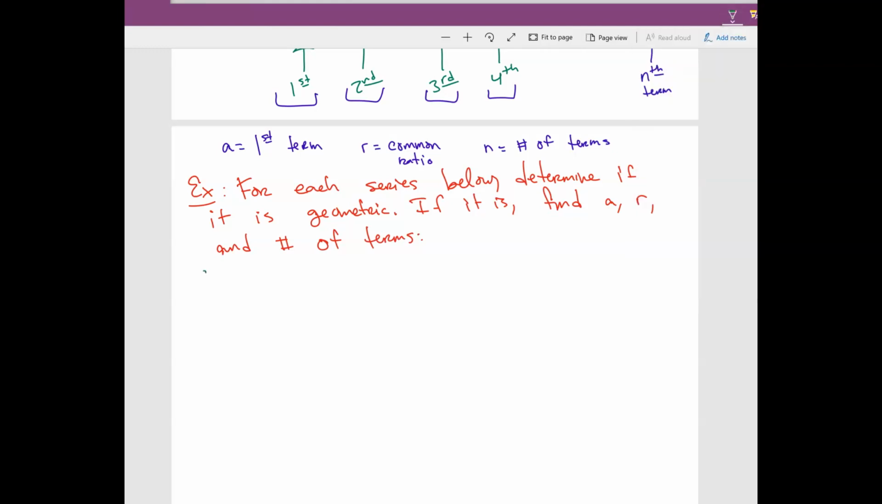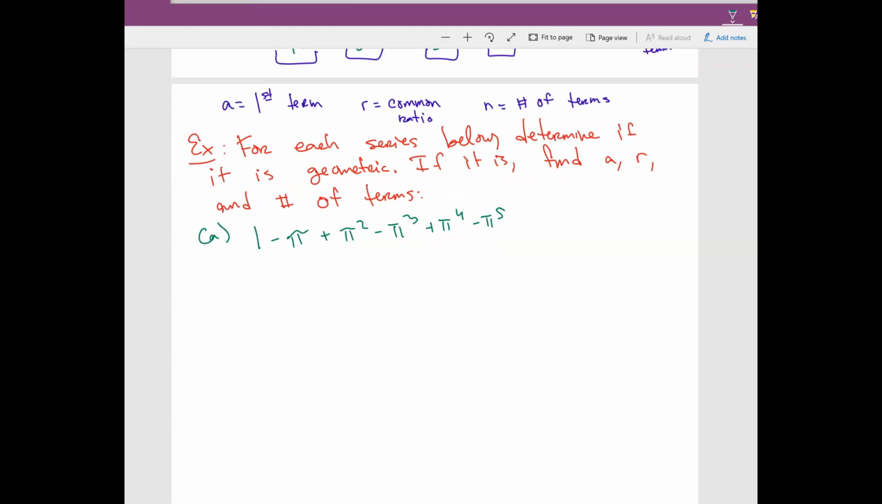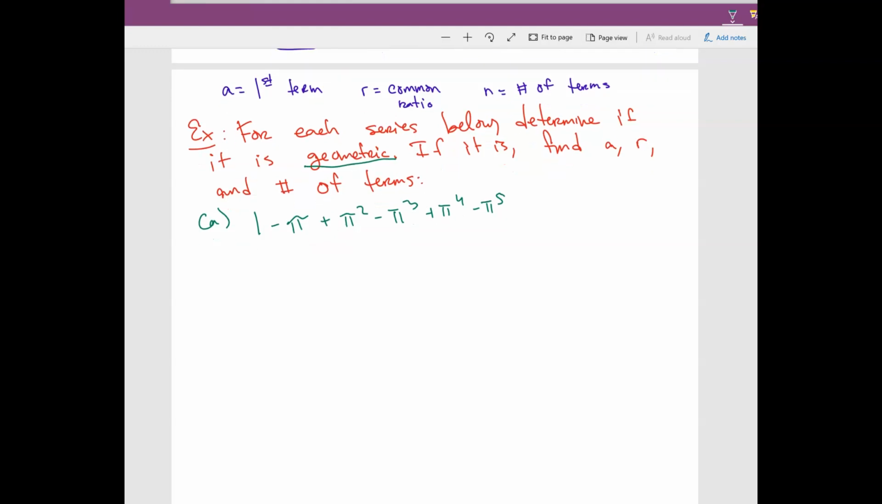Okay, so here's my first problem. Let's say we have 1 minus pi plus pi squared minus pi cubed plus pi to the fourth minus pi to the fifth. The first thing we want to do is see if this is geometric, so let's try to find the common ratio R. Remember, what I like to do is take A2 and divide it by A1.